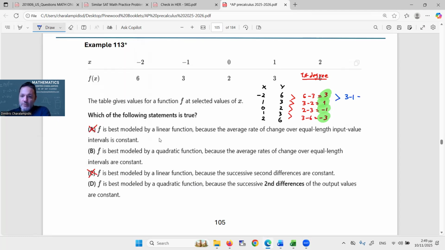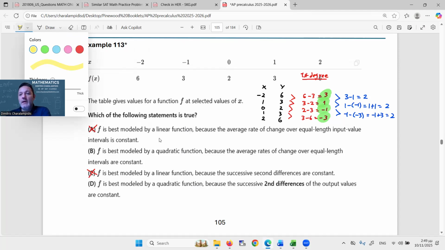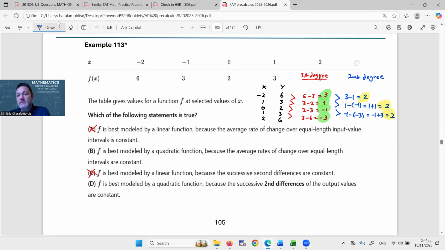3 minus 1 is 2. 1 minus -1 is 1 plus 1, it's 2 again. -1 minus -3 is -1 plus 3, it's 2 again. Here, I ended up with the same number. So this was the second time I was calculating these differences. This means that it's a second degree polynomial. So both B and D are correct. It's modeled by a quadratic function.